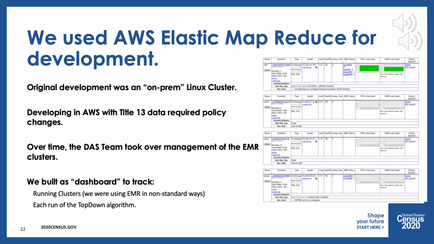So initially, we were not approved for using Title 13 data for software development in the Amazon Web Services environment. That took work internally, and until we got there, we had to do our development with an on-premise Linux cluster. Eventually, we were able to move to Amazon Web Services, but we discovered that the software for monitoring execution of elastic MapReduce jobs in Amazon didn't provide the sufficient fidelity that we needed to develop and tune the algorithm. So we ended up creating our own dashboard, and each dashboard tracks all the running clusters that we have and each execution of the top-down algorithm.